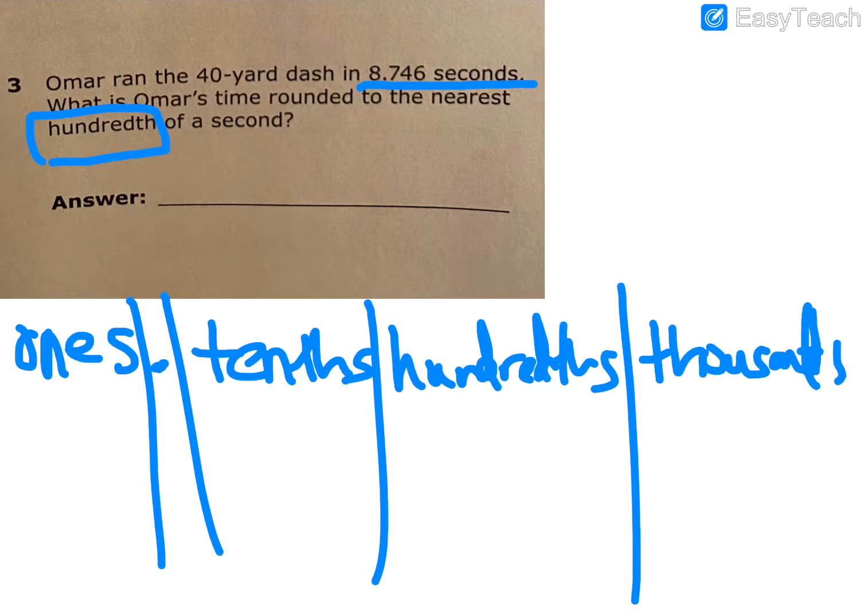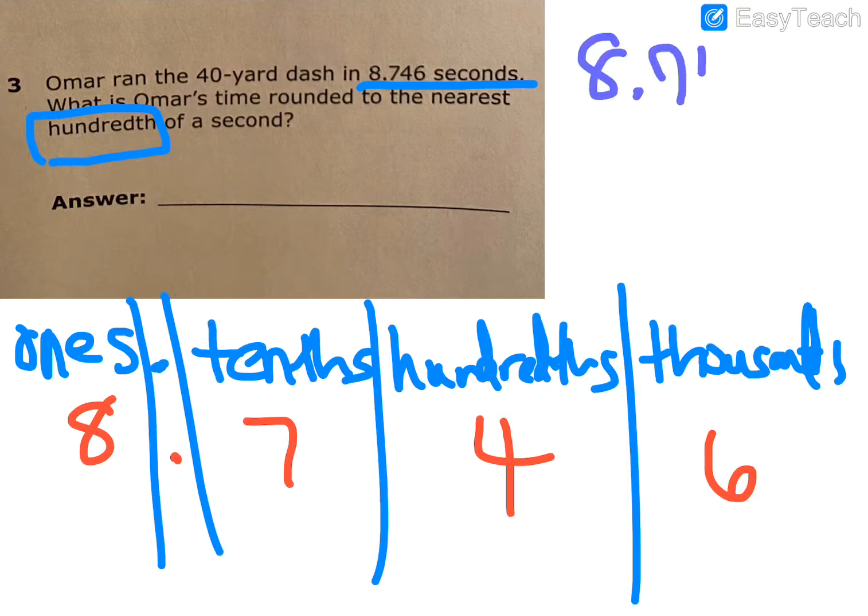And so we have, I'm going to actually go ahead and write the number there. I have 8.746. They want us to round it to the nearest hundredths place, which means we must underline the place value they want us to round it to, hundredths place. That is where the 4 is at.